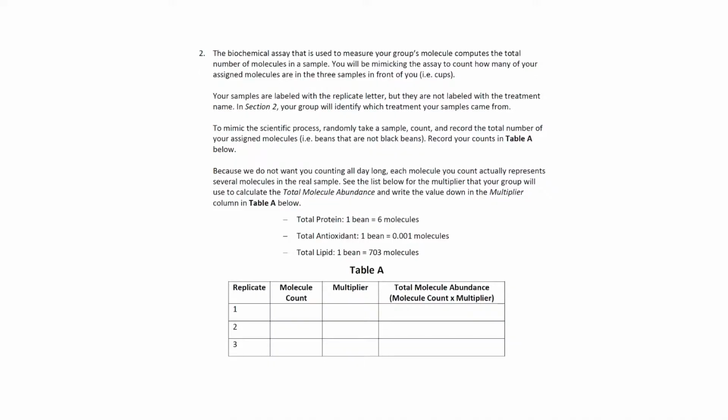And they will write down that number, and when they're finished, they will record everything in table 3 and go through the rest of section 1 to get a final total molecule abundance for that treatment.